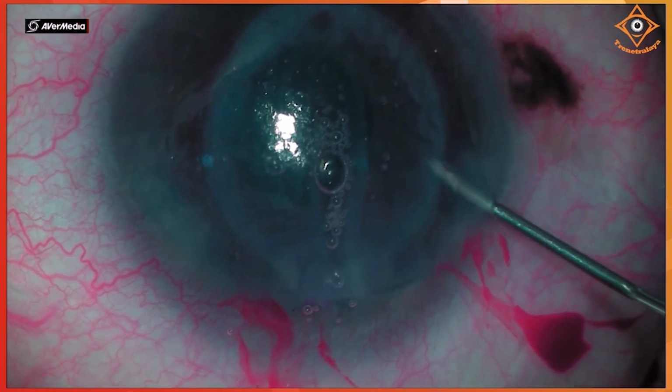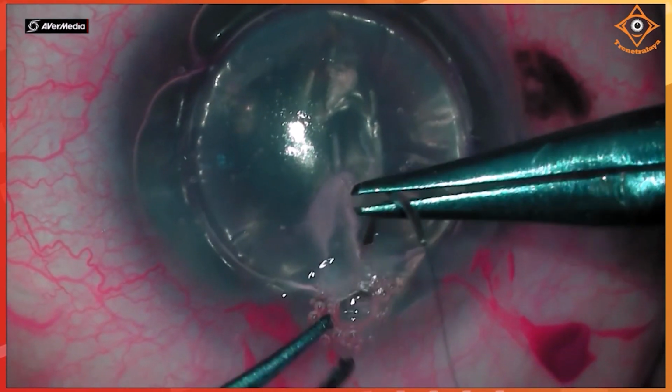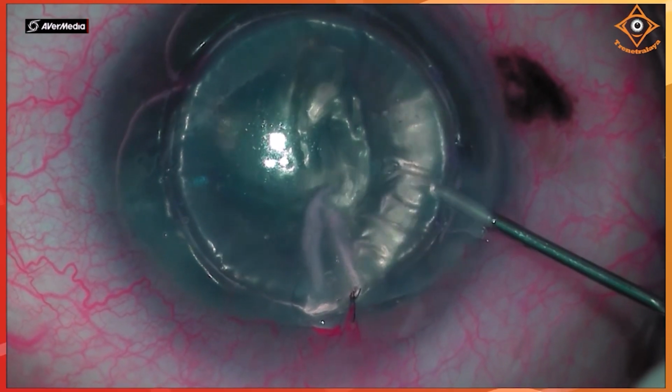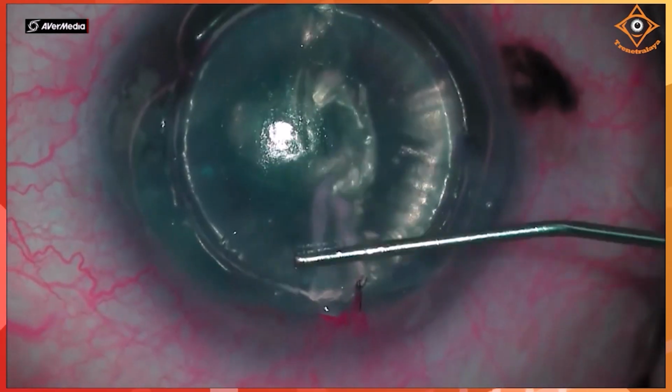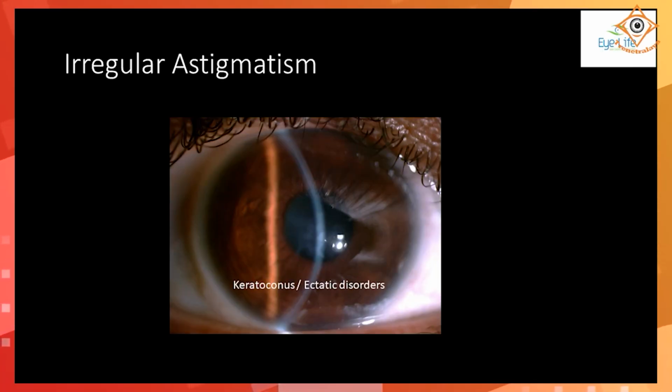And here we have to close the main port with a single 10-0 nylon. Again, AC formed with first BSS and then air. And gentle ironing, and we have the donor disc well in place. So the patient did very well.